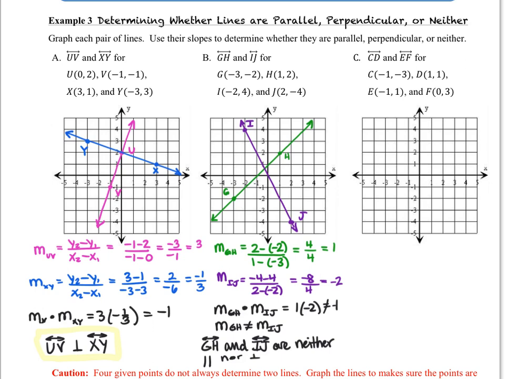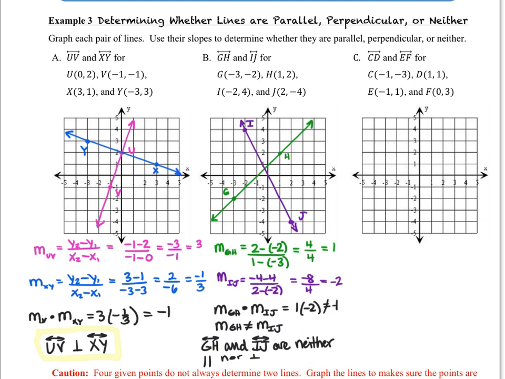Now, we don't have to graph the lines. We can just calculate the slopes and compare them. The reason that I think it's always a good idea to get a sketch at least of the two lines is so that we can check for reasonableness. Do the results of our slope calculations match what we see in the graph? It's a check for us, but it's not required. We can go straight to the slope and calculate the slopes to compare them.